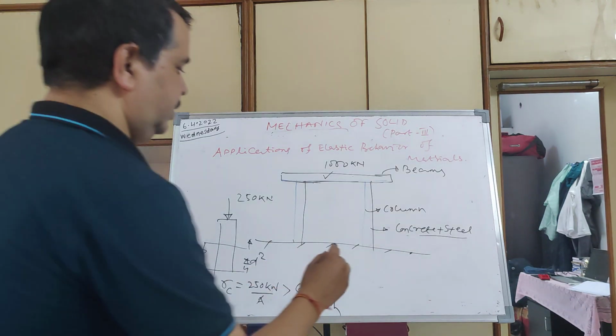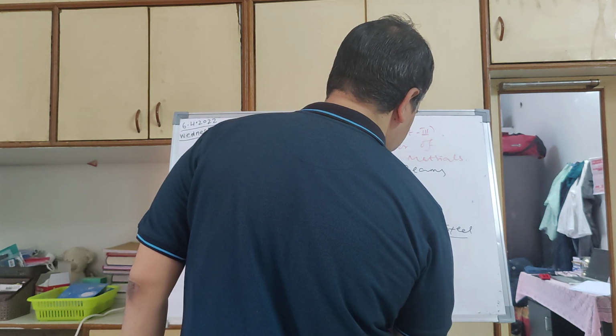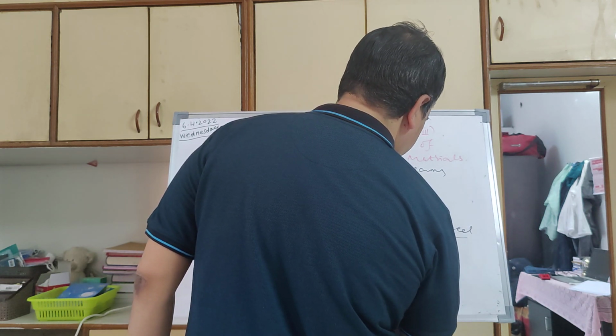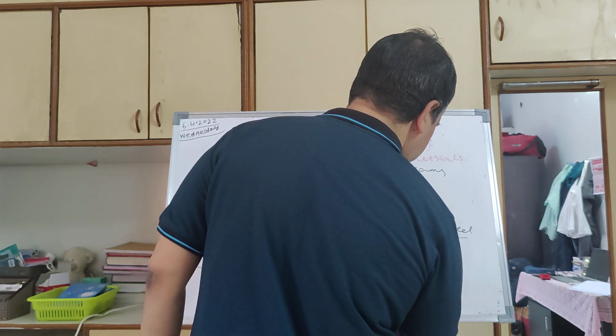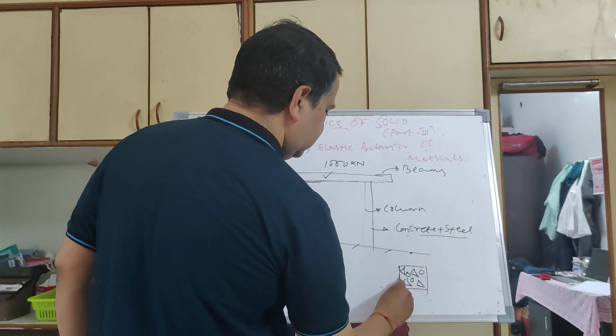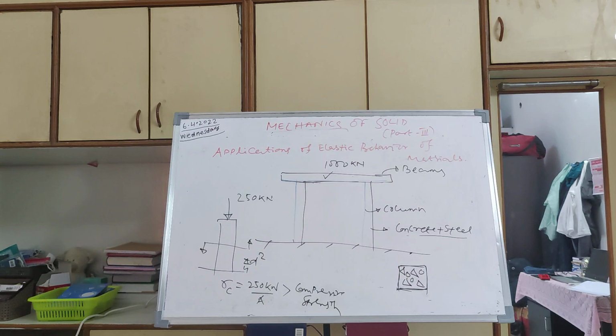If you take a cross section, how will it look? It may be something like this. You will have some kind of concrete, and in between you will have a few steel rods. That will increase the strength of the column.